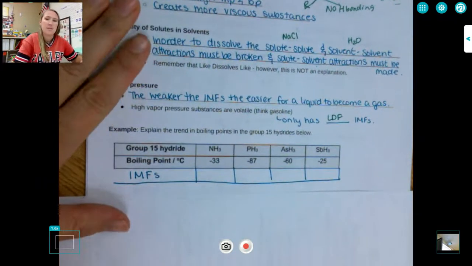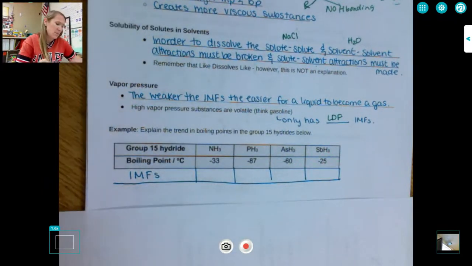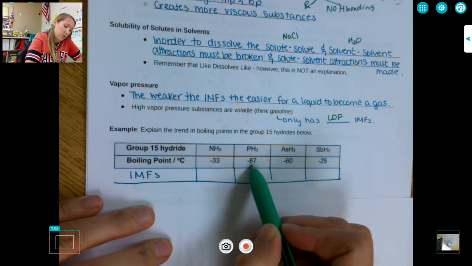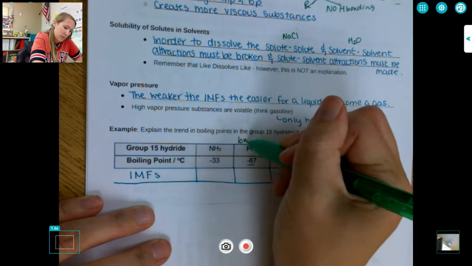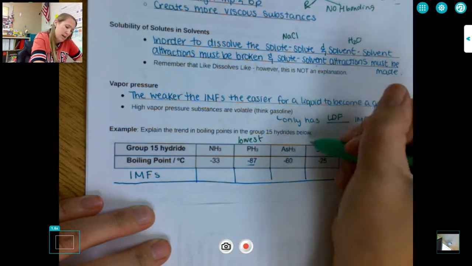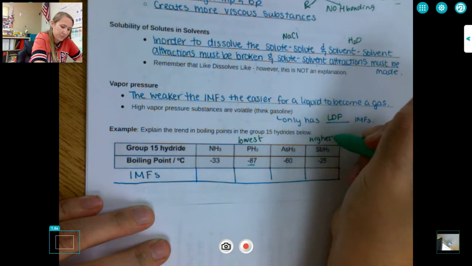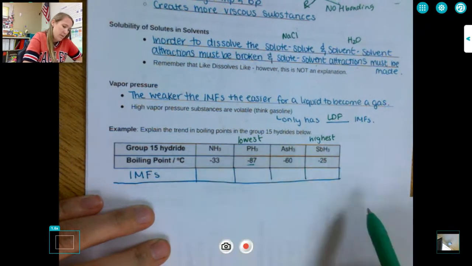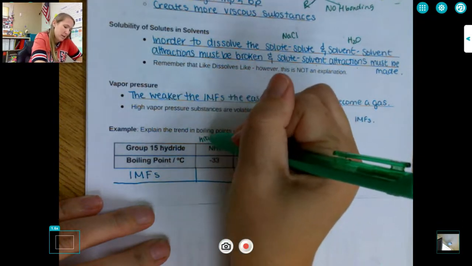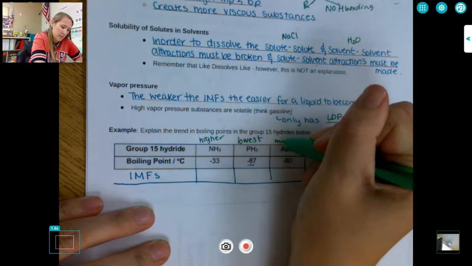So, something that could be asked of you: explain the trend in boiling points of the group 15 hydrides below. And a hydride is something that ends in hydrogen. So, whenever I'm asked to explain a trend, one, we can see that PH3 has the lowest boiling point. We can see this one's the lowest. And then of these, it looks like SbH3 has the highest. And then these two are in the middle, although this one is much higher than the other. So I might say that this is higher and this one's in the middle.